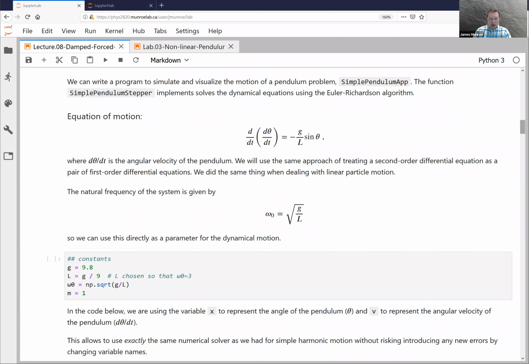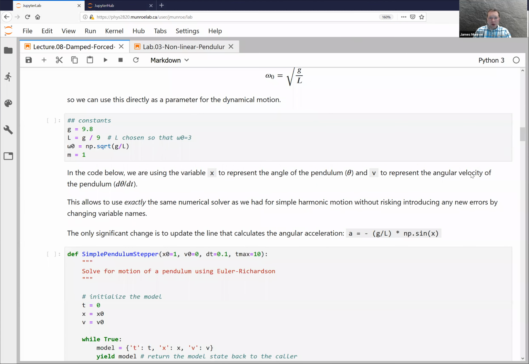a simple harmonic motion, and I'm going to adapt it. And rather than having to go through and change all of my x's to thetas and my v's to something else, I could just keep on using those things as long as I'm clear on what the variables mean. So in the code below, I'm still going to talk about the variable x, and I'm still going to talk about the variable v, but now we're going to interpret those variables as being the displacement and the angular velocity.